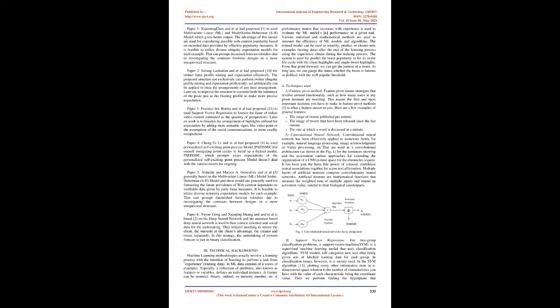Paper 1, Xiaoming Chen and et al. had proposed to use the multivariate linear, ML, model and the Szabo-Huberman, SH, model, which gives better output. The advantage of this model is considering possible web content popularity based on recorded data provided by effective popularity measures. It is feasible to utilize diverse popularity prediction models for each example, which can lead to decreased prediction errors due to investigating the differences between designs in a more explicit structure.